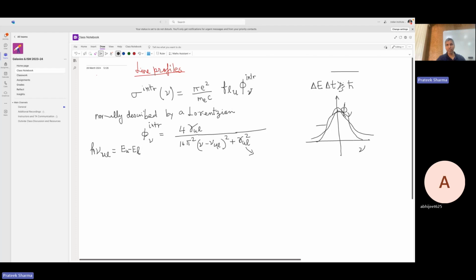In frequency, this gamma_UL is the width of this Lorentzian. If gamma is very, very small, the width in frequency space is very small and it is very peaked. It has a high Q factor. In the limit gamma_UL going to zero, this just becomes a delta function. Okay, so this is the Lorentzian.